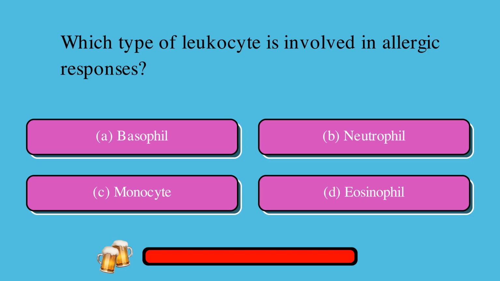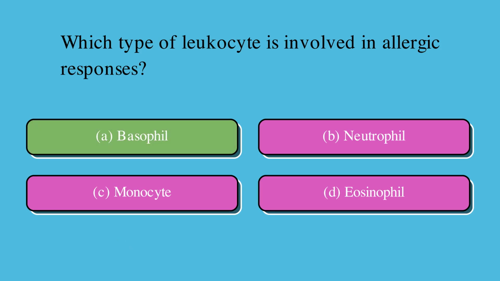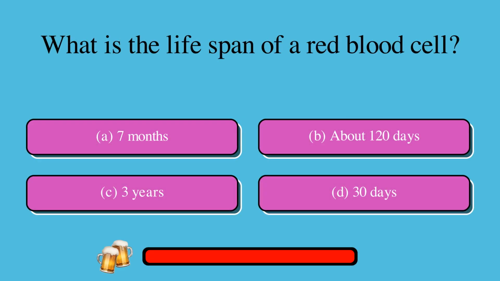Which type of leukocyte is involved in allergic responses? A. Basophil, B. Neutrophil, C. Monocyte, or D. Eosinophil? The correct answer is A. Basophil.